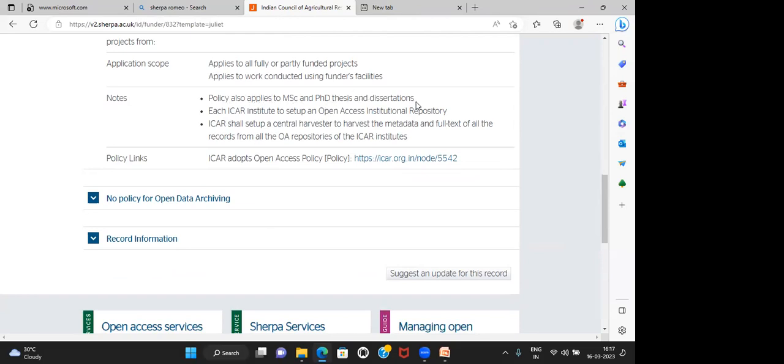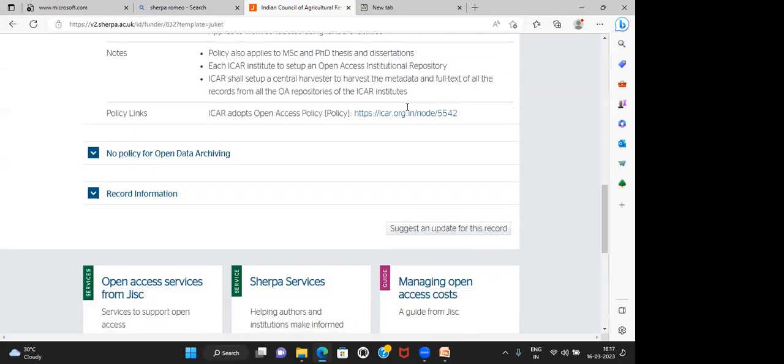You know, sometimes we have to submit the MSc dissertation. So in that case, if we receive any fund from this agency, that is ICR, we have to follow this protocol. We have to follow this guideline. So the policy also applies to MSc and PhD thesis and dissertation. And another thing, ICR Institute is to set up an open access institutional repository.